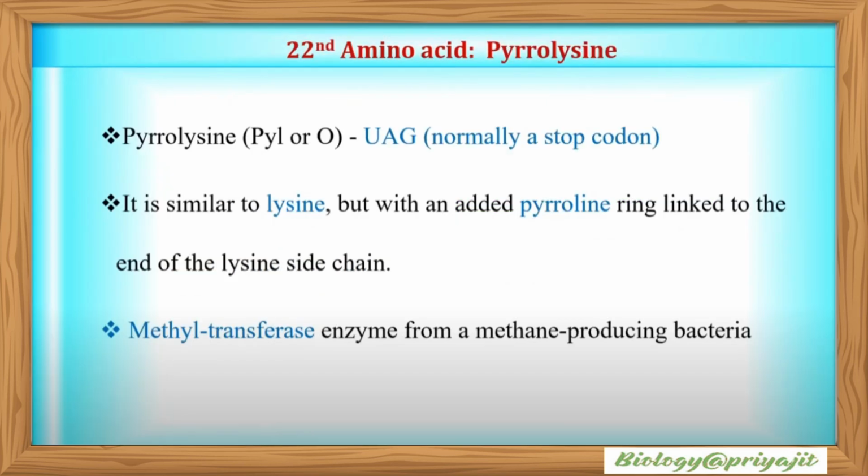Pyrrolysine: the 3-letter code is Pyl and the 1-letter code is O. It is encoded by UAG, normally a stop codon. It is similar to lysine but with an added pyrroline ring linked to the lysine side chain. It is found in methyltransferase enzymes from methane-producing bacteria.